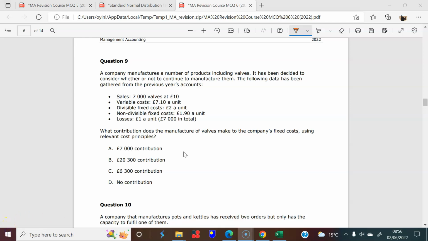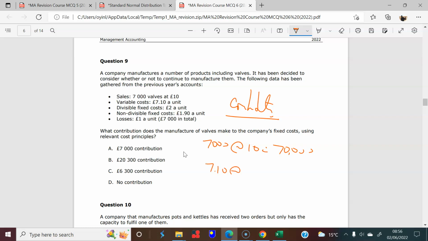So in making decisions about whether or not we stop making a product or not, we need to ask ourselves, is that product making a contribution to the whole process? That's the point here. If it is, then we're safe. So look at this. You have 7,000 valves at £10, and that's 70,000. And then you have variable costs of these 7,000 valves. Yes, £7.10 times 7,000, and that's 49,700.